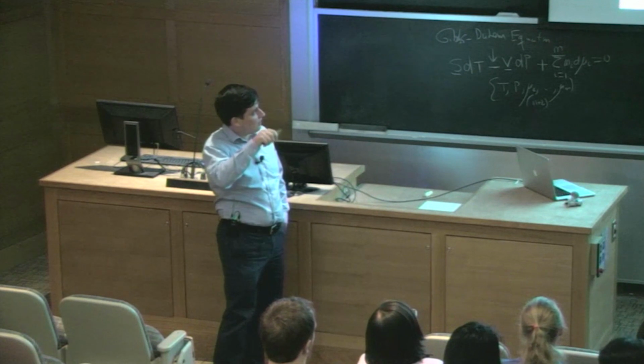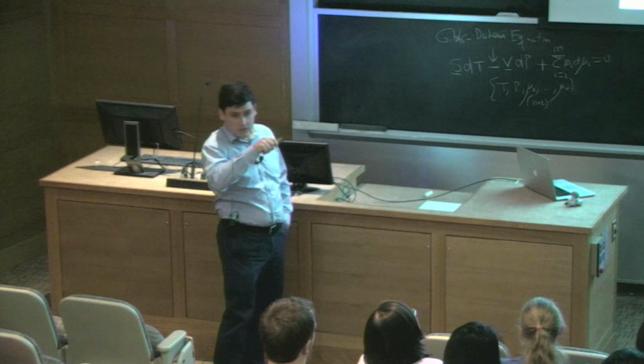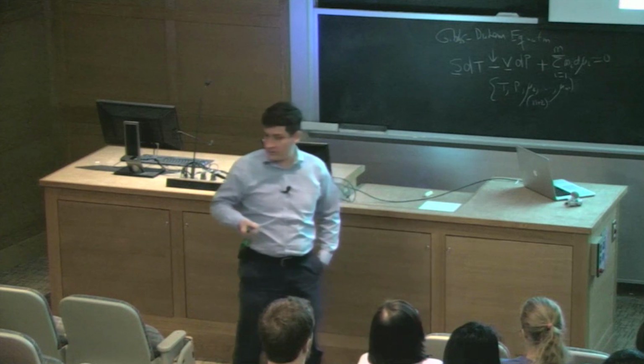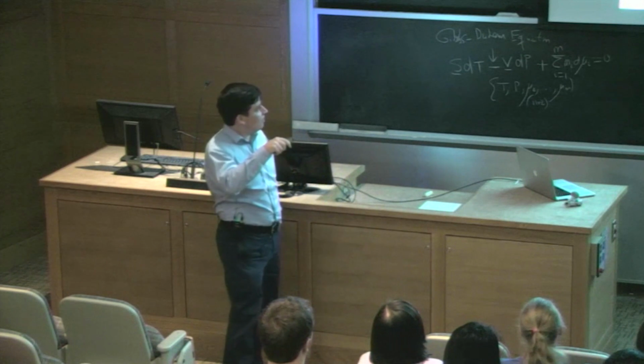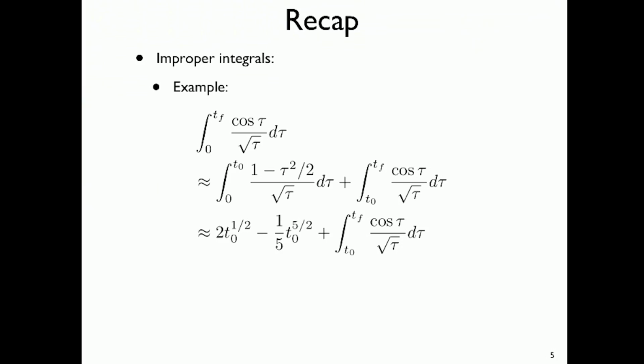And in the part that contains the singularity, we might do an asymptotic expansion of the function and integrate each of those asymptotically accurate terms separately. The integral of 1 over square root of tau is going to give us 2 tau naught to the 1/2. The integral of this ratio here is going to give us minus 1/2 t naught to the 5/2, and then we have an integral over a finite domain, which doesn't include the singularity.